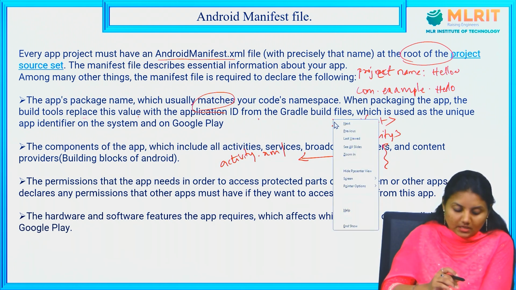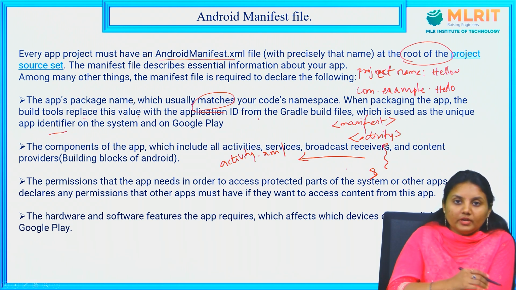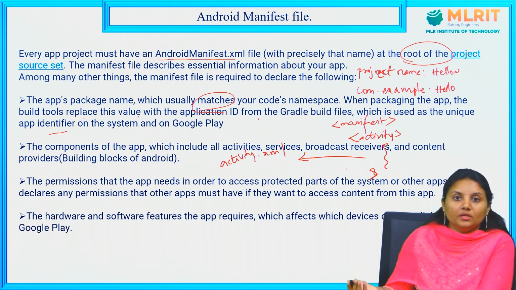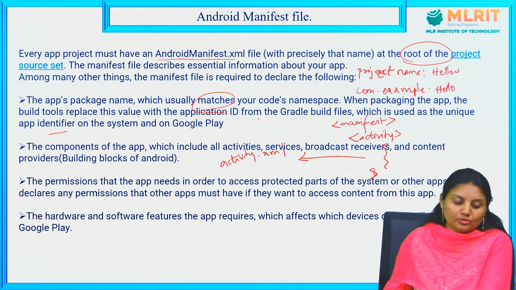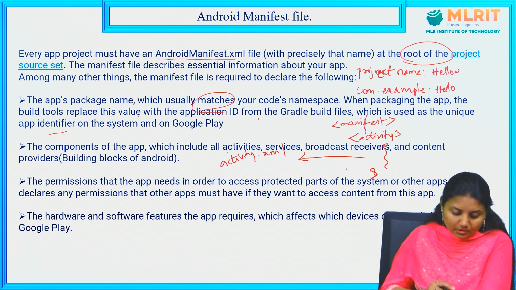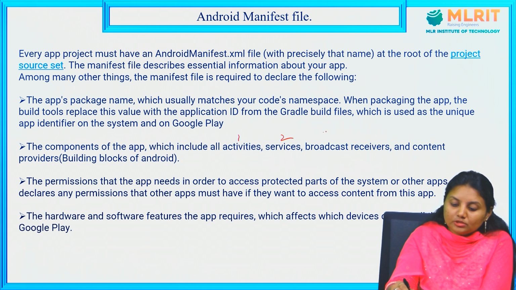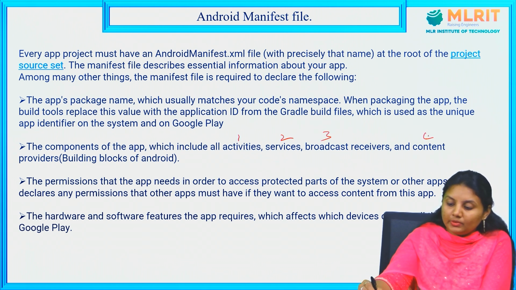Internally it uses a particular ID for the application, which is used as a unique identifier when you want to use it from the Google Play Store. Then the components of the app, which include all activities. These are the basic building blocks of your manifest file: activities, services, broadcast receivers, and content providers.